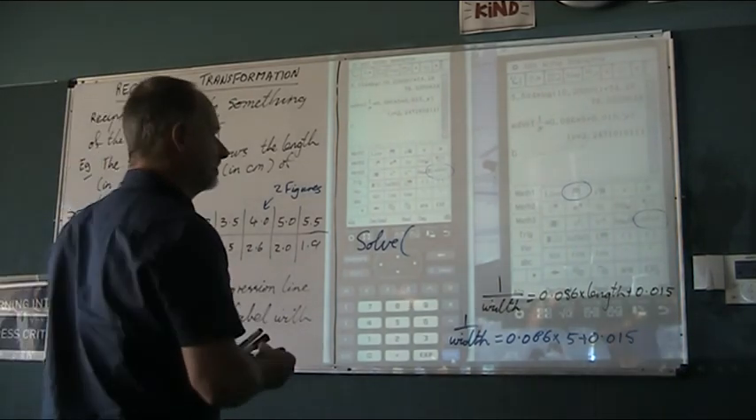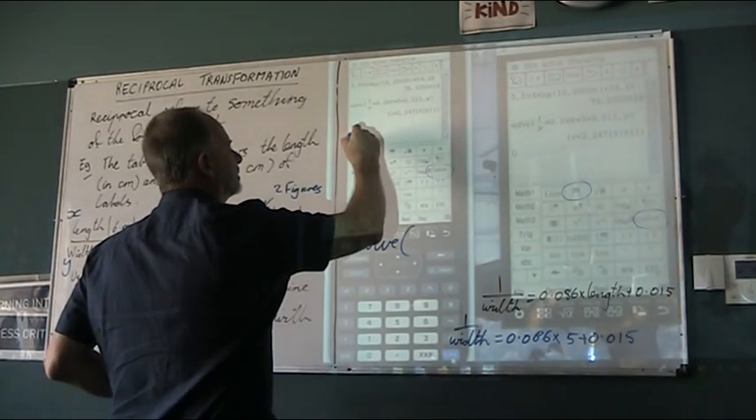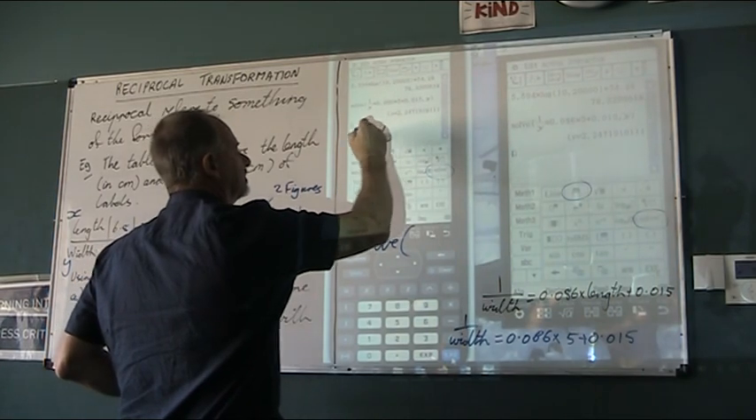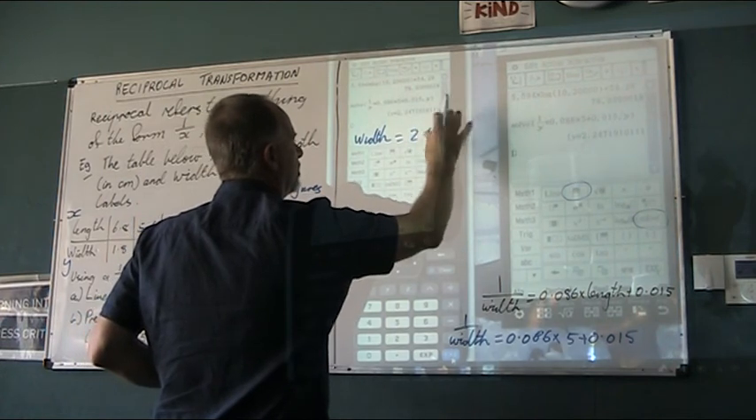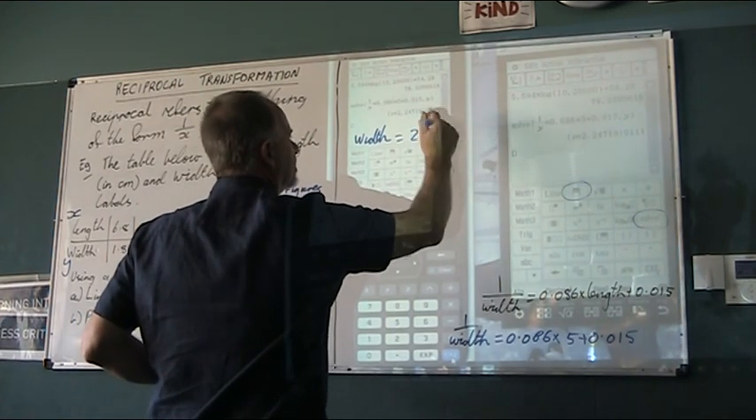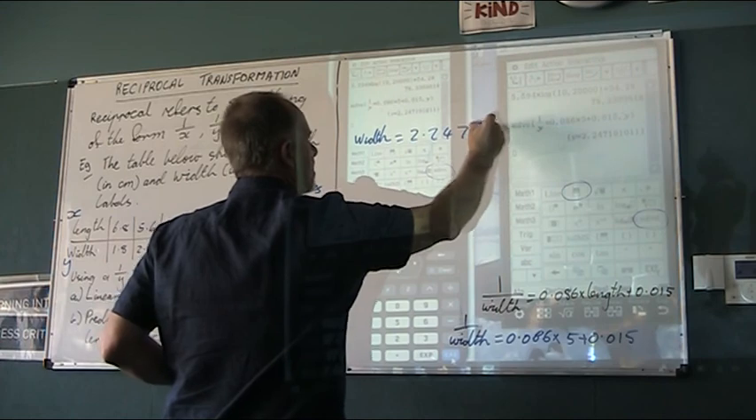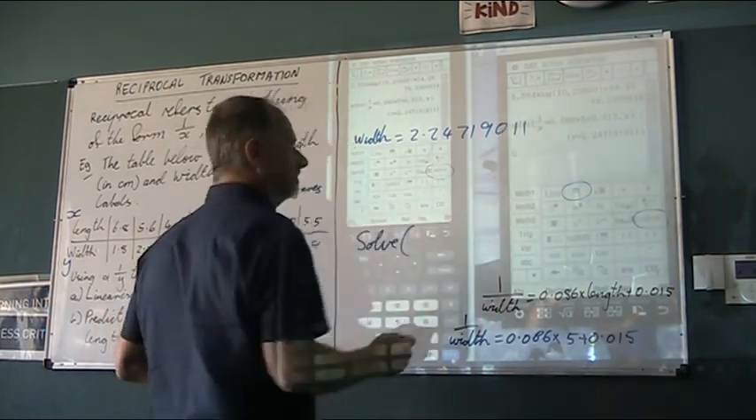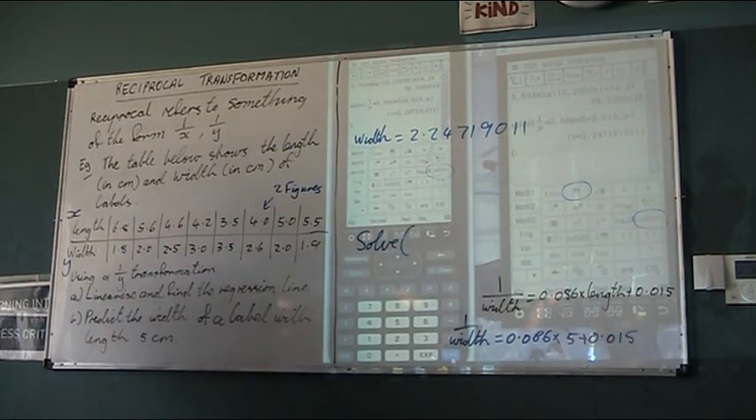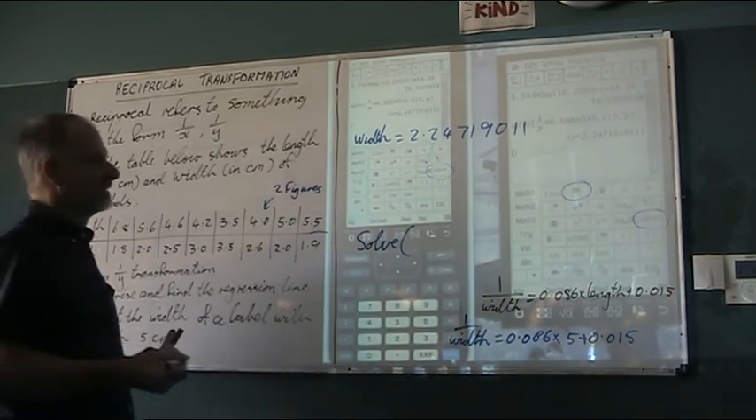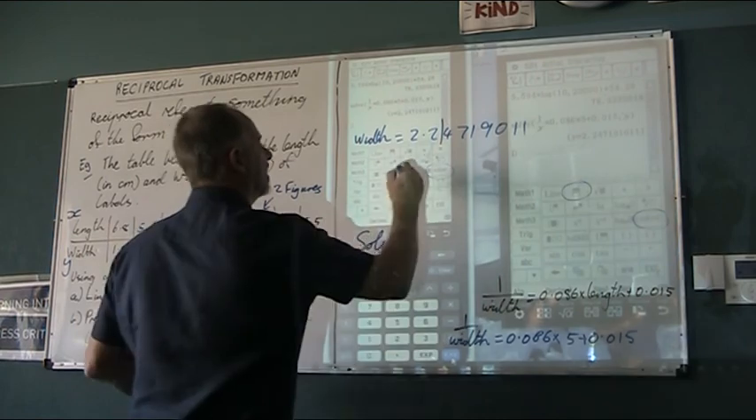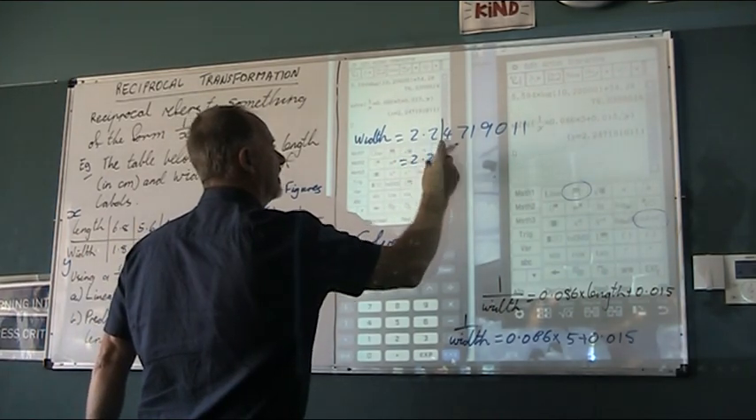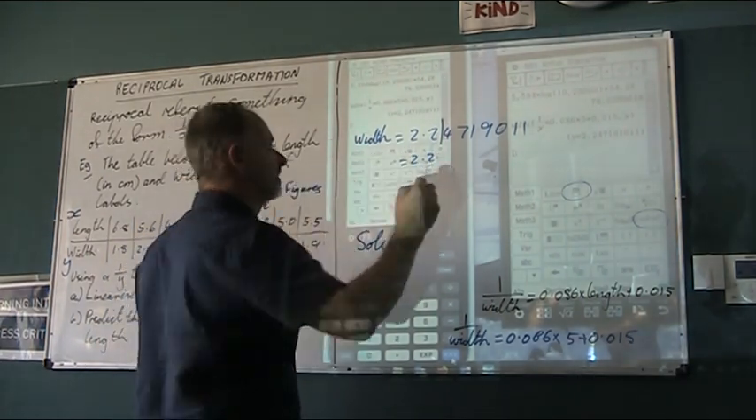So the width would be 2.2471911. How many figures? Two. So we'll chop it through there. 2.2. Need anything else? Centimetres.